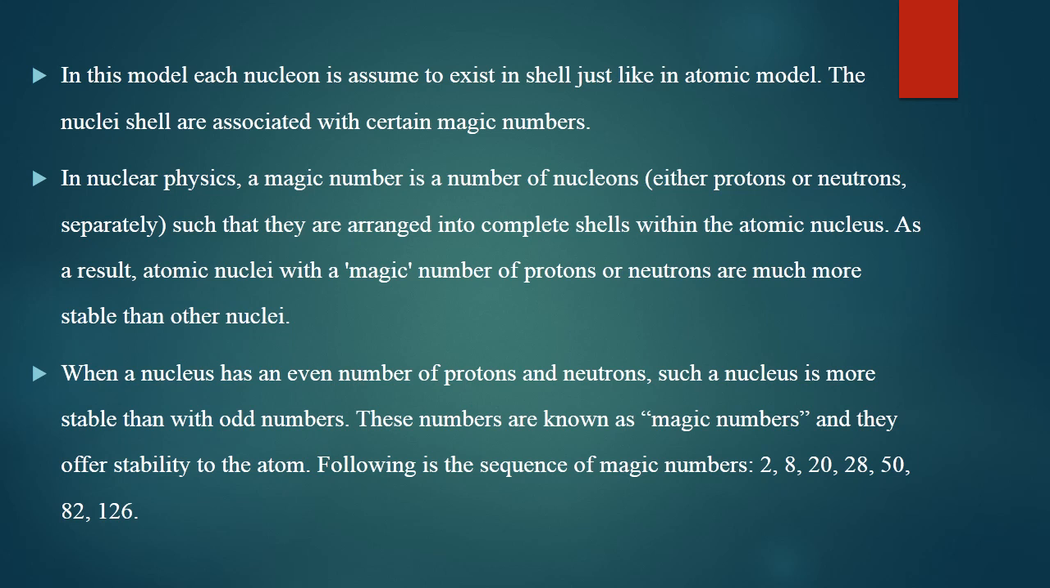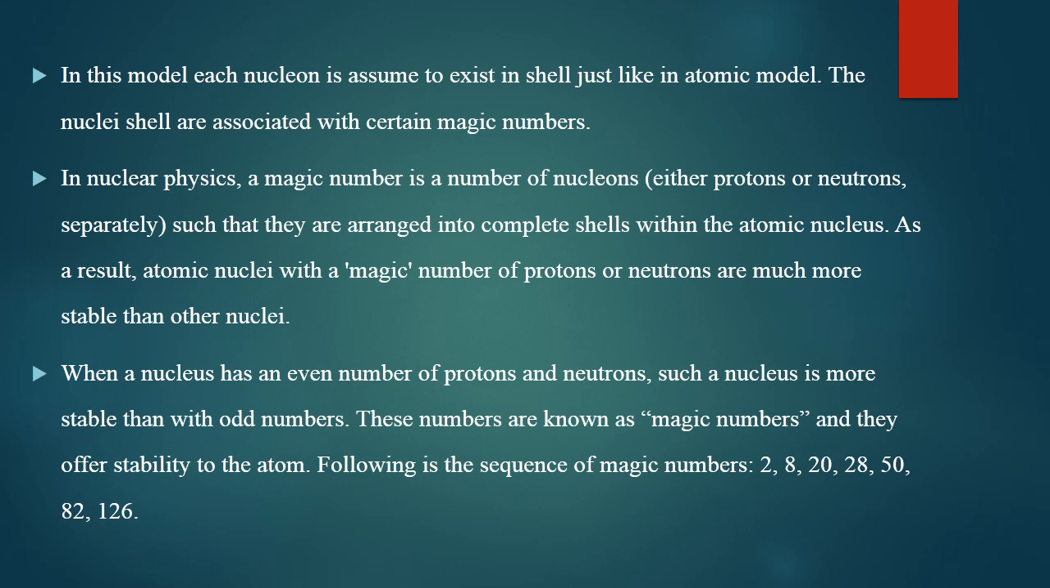The next point is that in this model, each nucleon is assumed to exist in a shell, just like in the atomic model. As we discussed in the fundamentals of the atomic model, the nucleon also has its own state and revolves around that fixed state. The nuclear shell is associated with certain magic numbers, which have exclusive significance in this shell model, because in nuclear physics, a magic number is a number of nucleons, either protons or neutrons, that completely fills an orbit of the atomic nucleus.